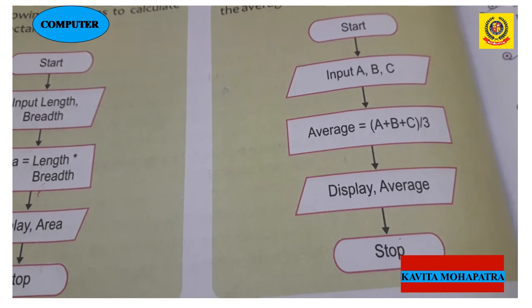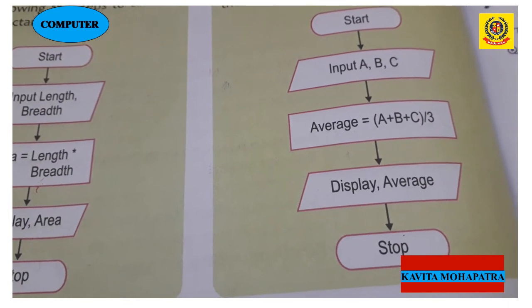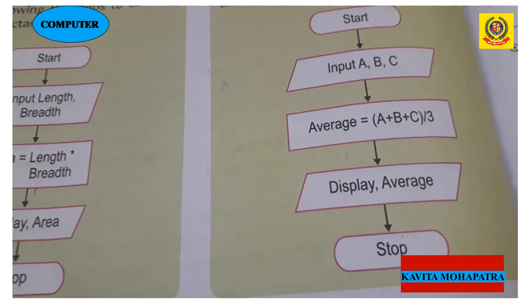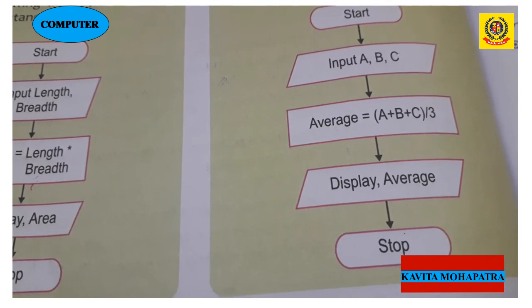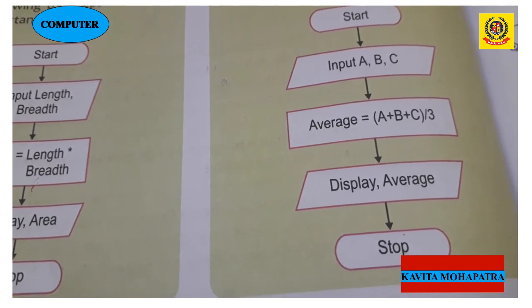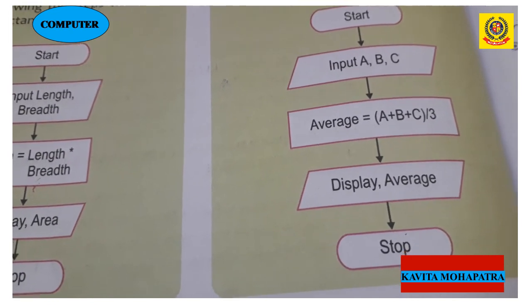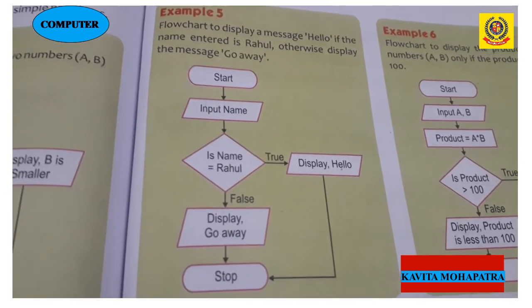First you will input. For inputting you will use a parallelogram, and for output also you will use a parallelogram. For processing you will use a rectangle. So average equal to A plus B plus C by 3. So you have to draw this flowchart in your notebook.